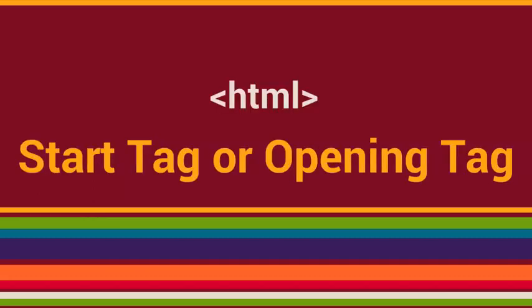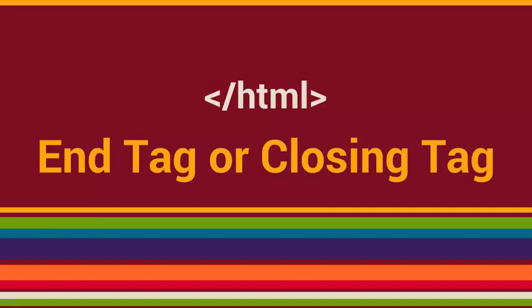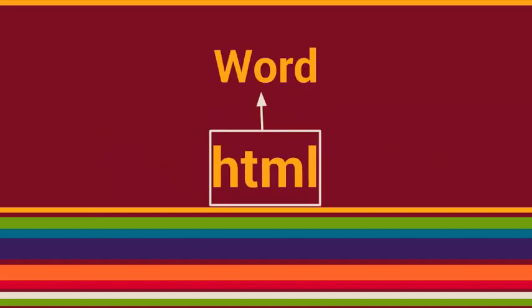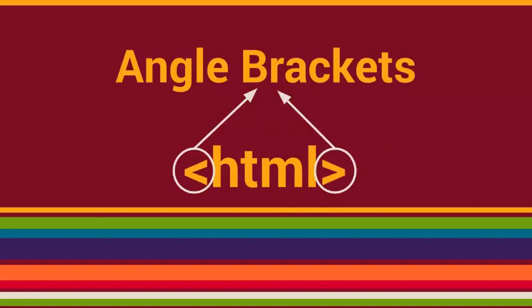The first tag is known as the start tag or opening tag, and the second tag is known as the end tag or closing tag, but web developers most commonly use the opening and closing tag phrase. Tags consist of words enclosed in angle brackets.